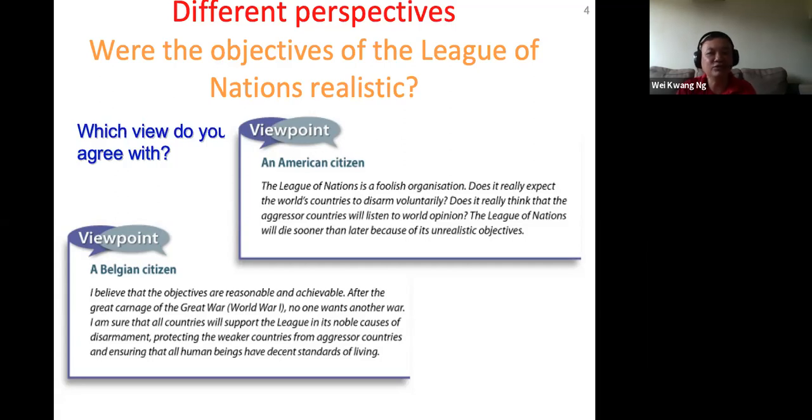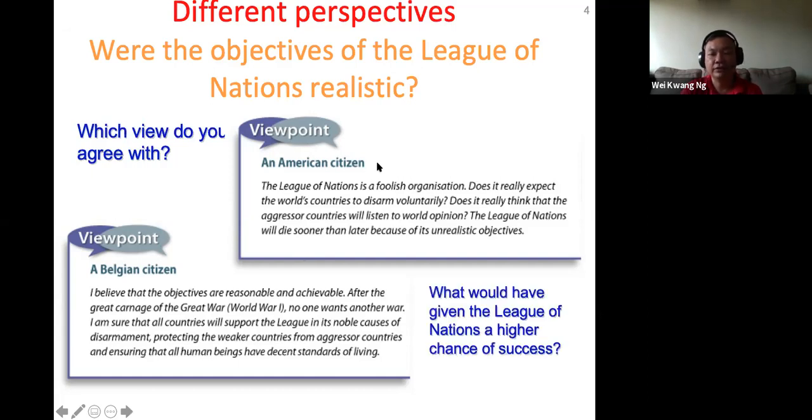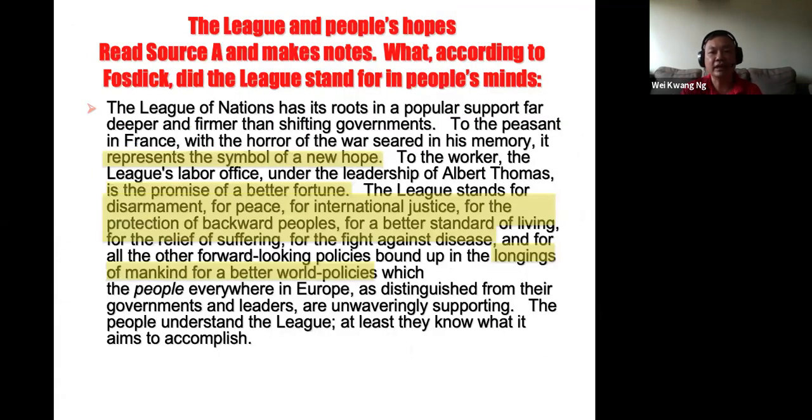I want you to take note of this very interesting thing, because the American citizen's response towards the LON is going to have a huge implication on how the American sees himself in supporting the LON, or in this case, not supporting the LON. So take note of this. Now let's move on to the next one. Let's look at this second one.